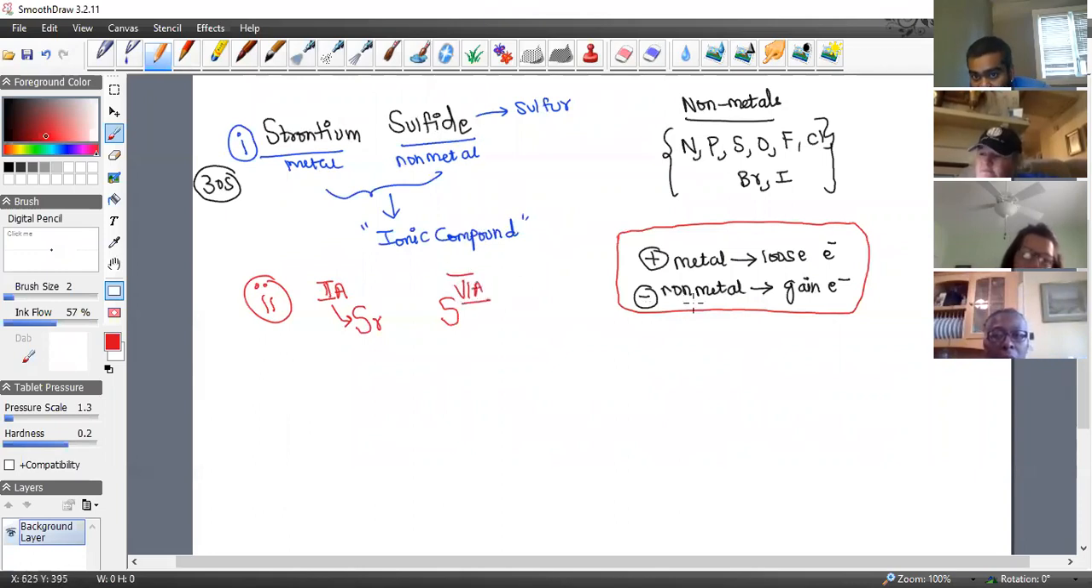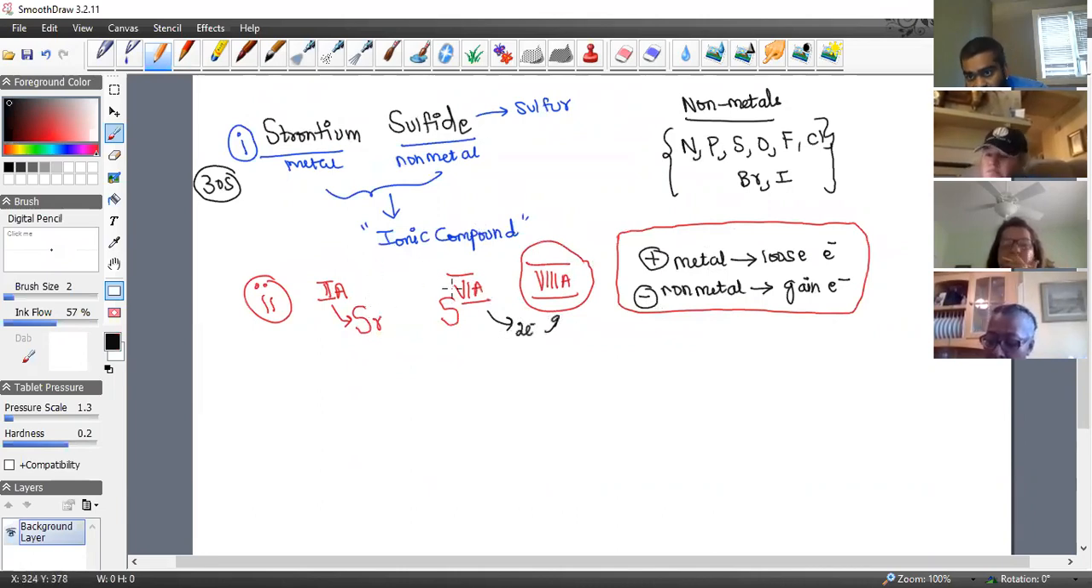Because non-metals gain, the 6 is merely there to show how much it needs to get to 8, right? Yes. 8 is a stable number. Think of it as a magic number. How many would it need to go from 6 to 8? Simple math. 2. Very good. So you need 2 electrons. This has no bearing on the strontium. That's the beauty of it. Sulfur does not listen to strontium, and strontium does not listen to sulfur.